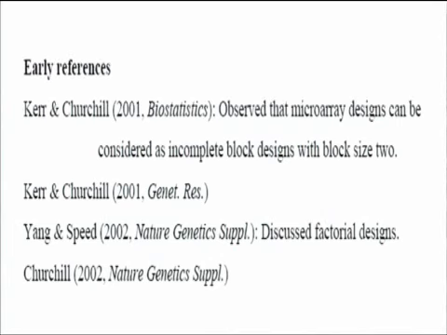Now, for designs, here are some early references: Kerr and Churchill, 2001, Young and Speed. They discussed factorial designs. This is in Nature Genetics Supplement, and I guess that is one of the earliest references, if not the earliest, in factorial designs for microarrays. And then there is Churchill, 2002, Nature Genetics Supplement.